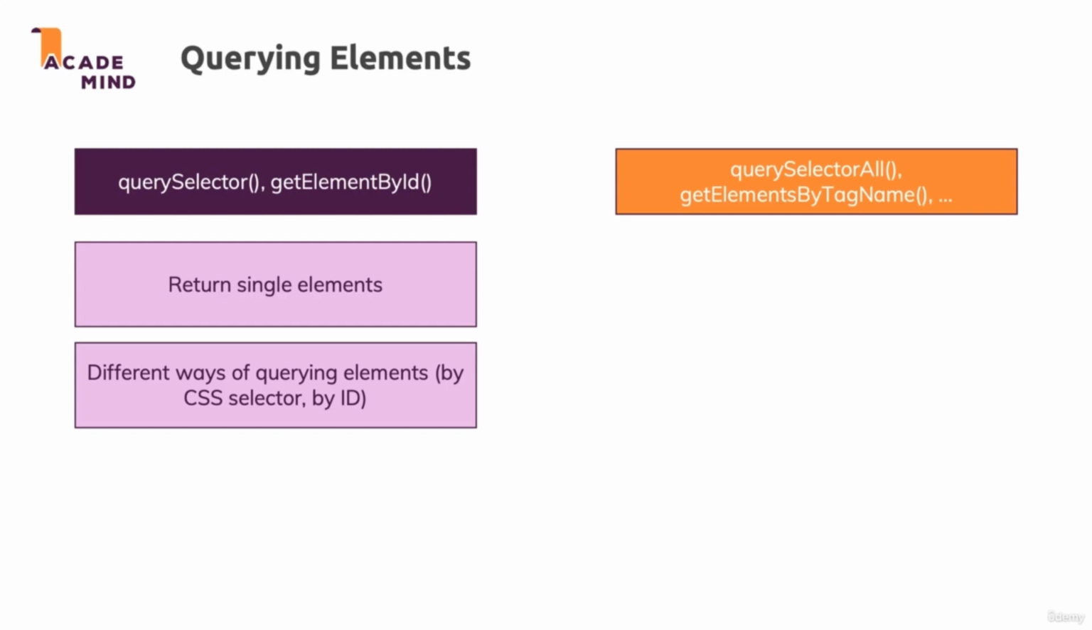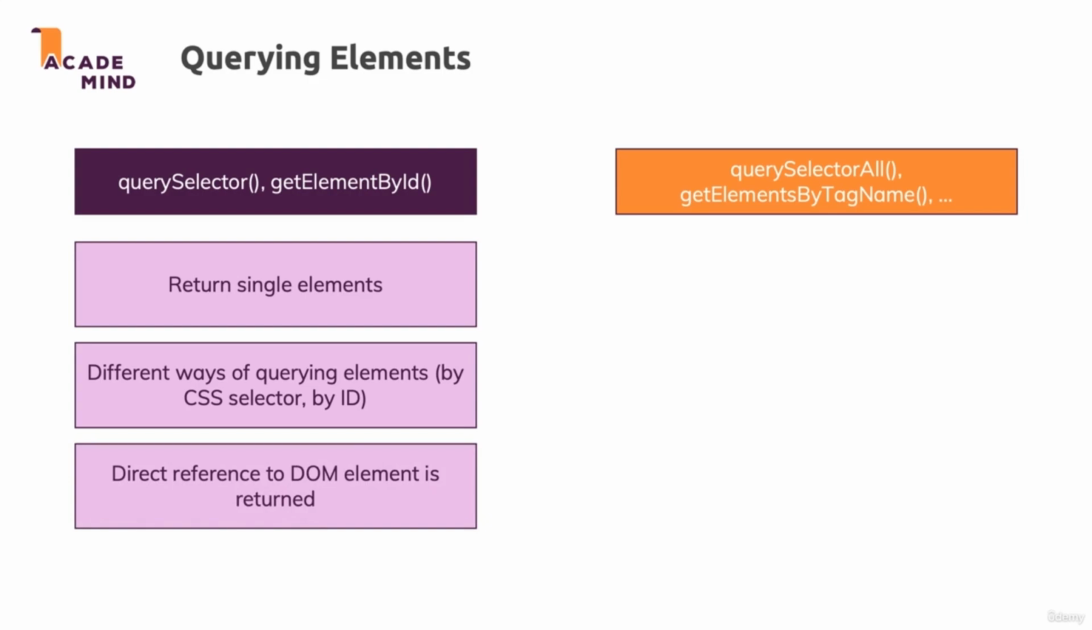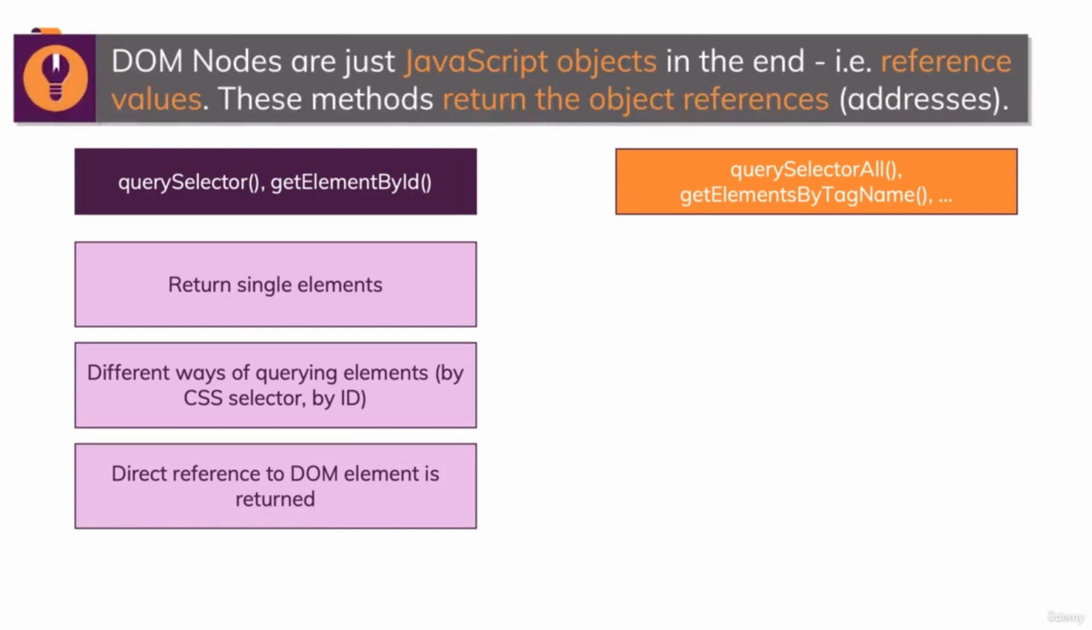And since IDs should be unique on your web page, this is a method which returns one element. The query selector method takes any CSS selector, and therefore this might be a selector that matches multiple elements, but in this case, this method will always give you access to the first matched element on the page, so in the DOM. So this gives you a direct reference to this DOM element which it found.